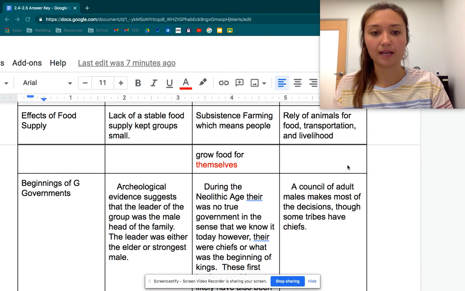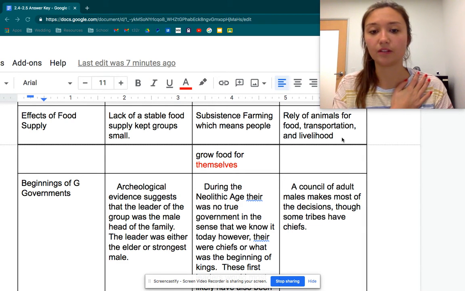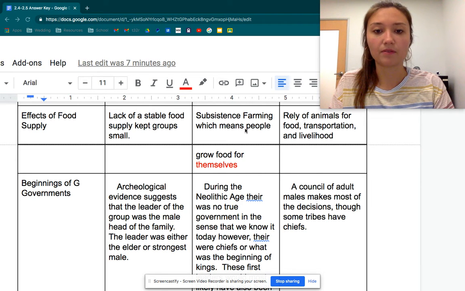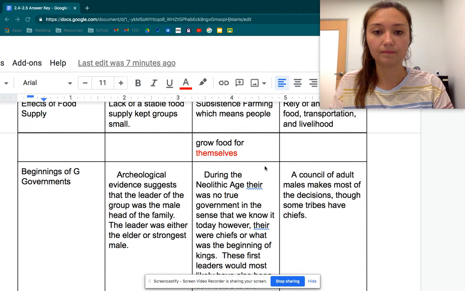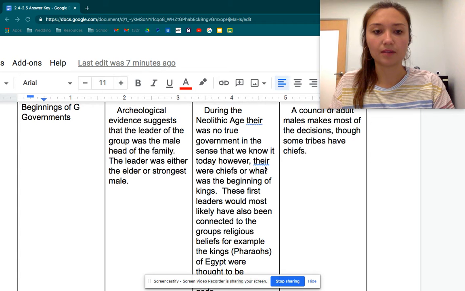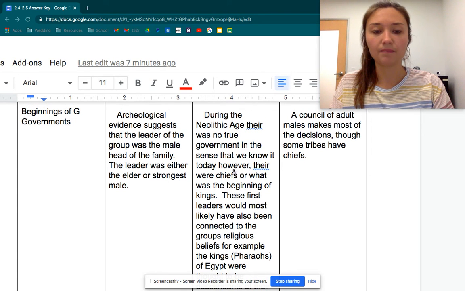Effects of food supply. Paleolithic, lack of stable food supply kept groups small. Neolithic, subsistence farming, which means people. And pastoralists rely on animals for food, transportation, and livelihood. Oh, I'm sorry, this line here. Subsistence farming, which means people grow food for themselves. The word you needed. Beginning of government. Sorry about that typo there. This did not have any answer you need to fill in.